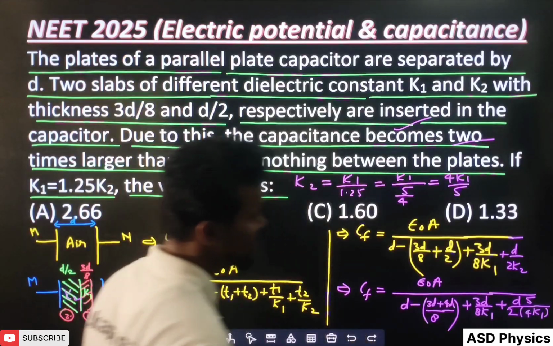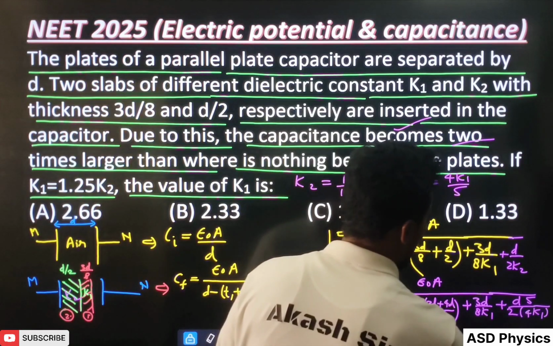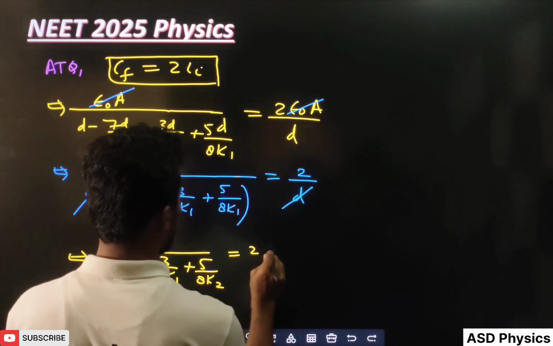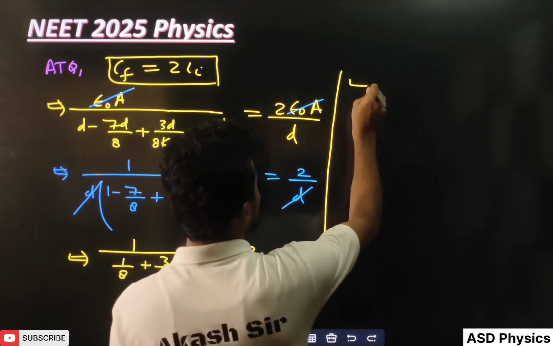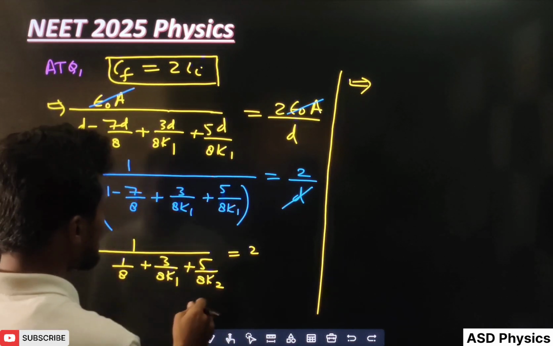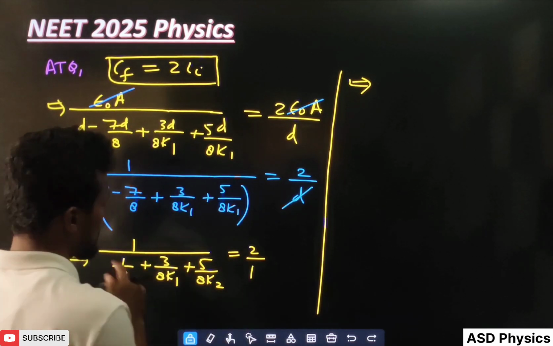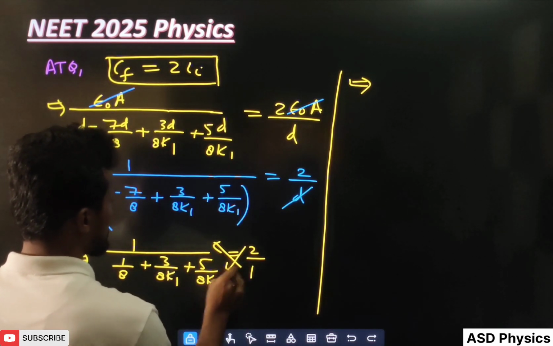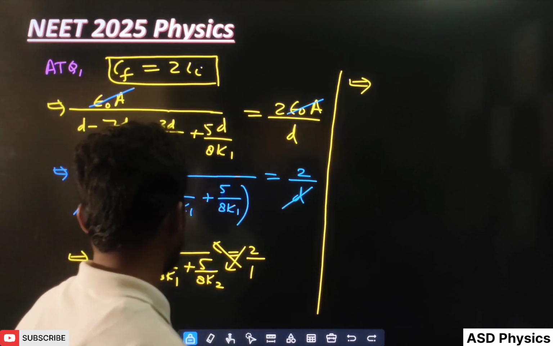Now let me check here. 4 into 2, it is coming, okay, it is coming here and is equal to 2. Now we have to simplify this, whatever way we can simplify here. But just take this as 2 by 1. So let's do the cross multiplication. Now I have done the cross multiplication.